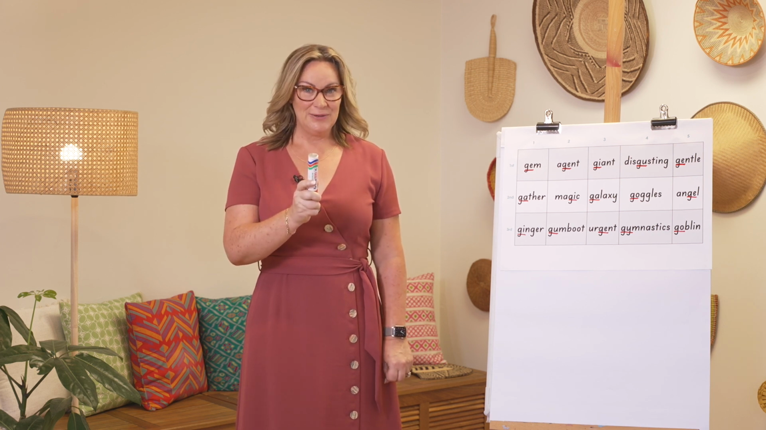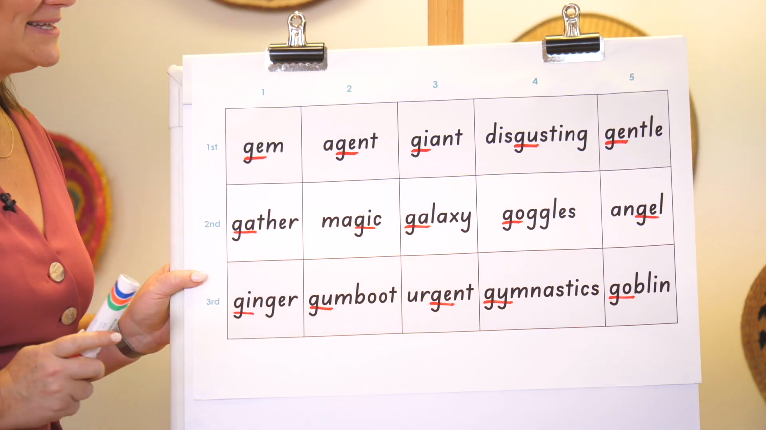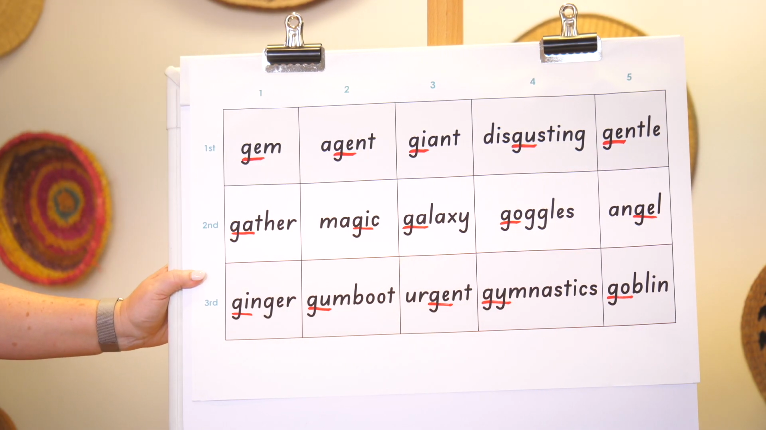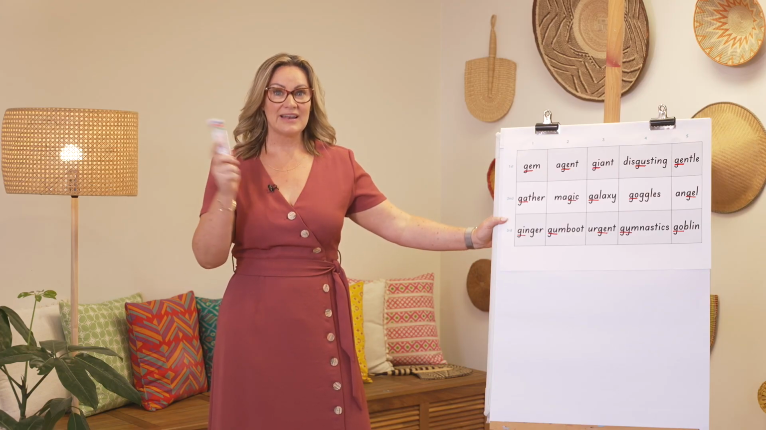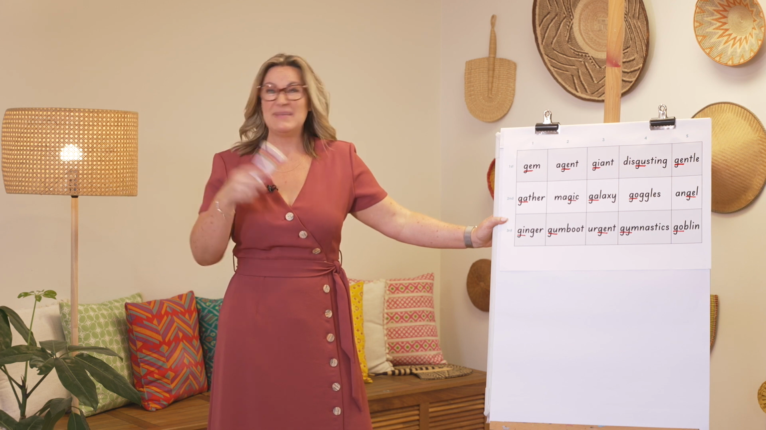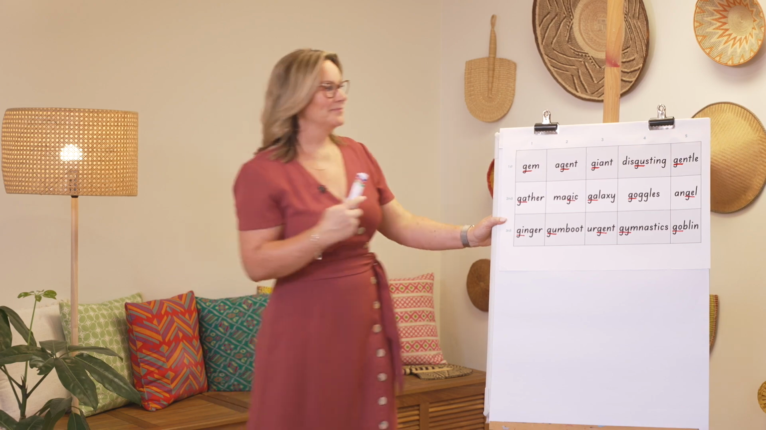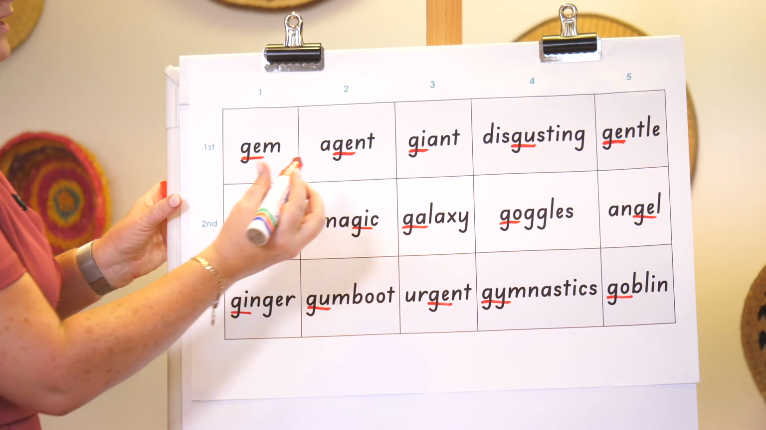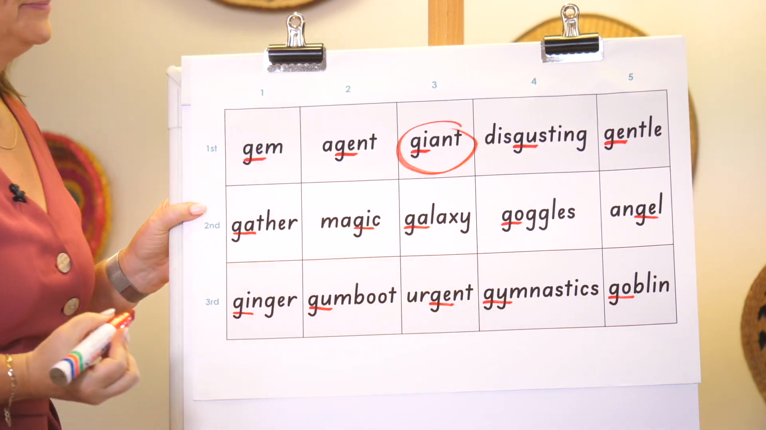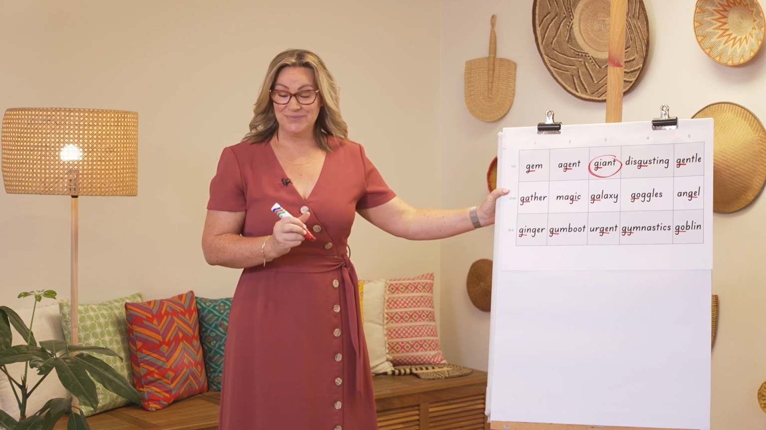How did we go? First question was find a word in row number 1 that's a synonym for the word huge. Synonym is a word that you can substitute. It means exactly the same thing or a very similar meaning. Huge, we could use the word giant. Excellent. Correct your work if you need to.